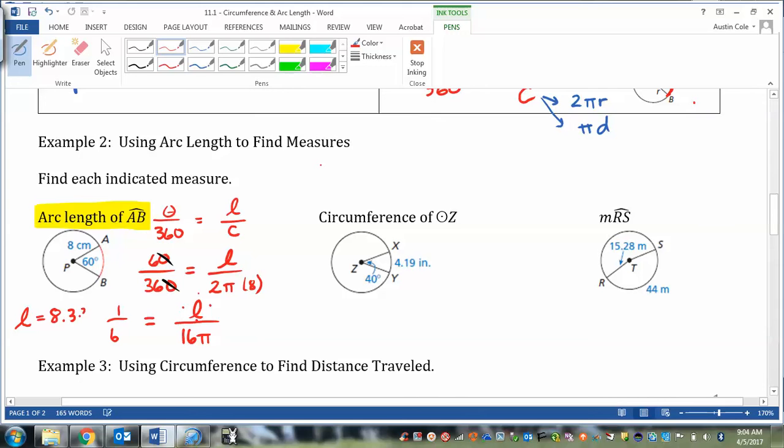What does that mean? It tells us the length of arc AB. It tells us the length of that particular portion of the circle.